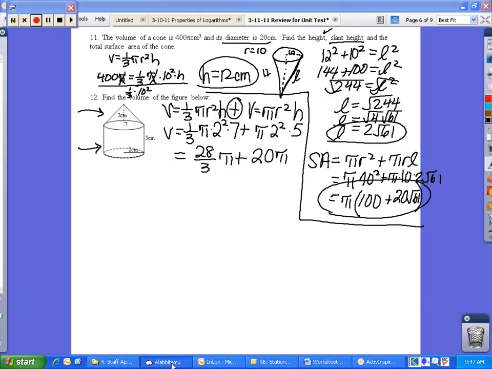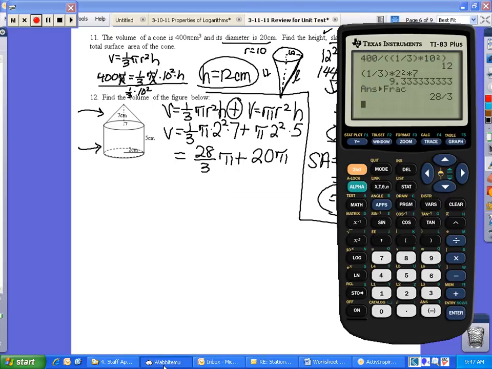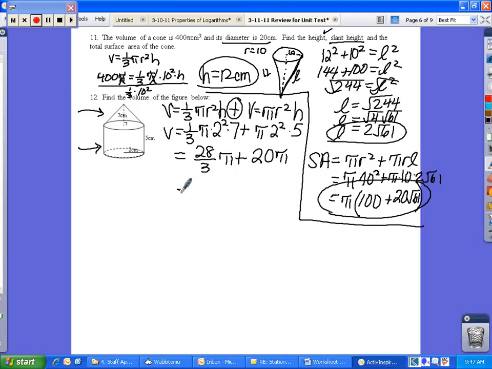I'm going to add 28/3 and 20 together. So I'm going to take 28/3, which is already in my calculator, and just add to that 20. Again, I get a decimal and hit my math and put the answer to a fraction and get 88/3 pi.